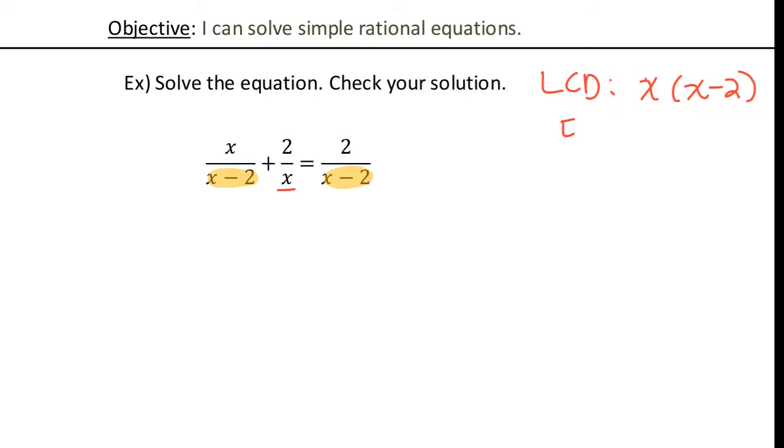And the excluded values, remember, it's when would the LCD be 0? So x cannot equal 0, because if I plug in a 0, it gives me 0. So I cannot get a 0. Or, in this case, x minus 2 equals 0. We add 2, so we get a positive 2. If I plug in 2, 2 minus 2 is 0. So my answer cannot be 0 or 2.